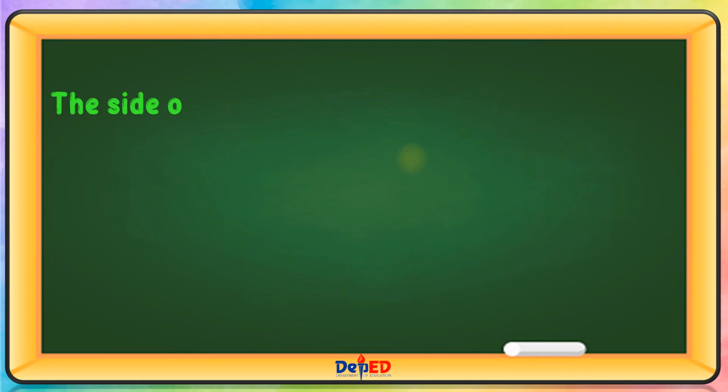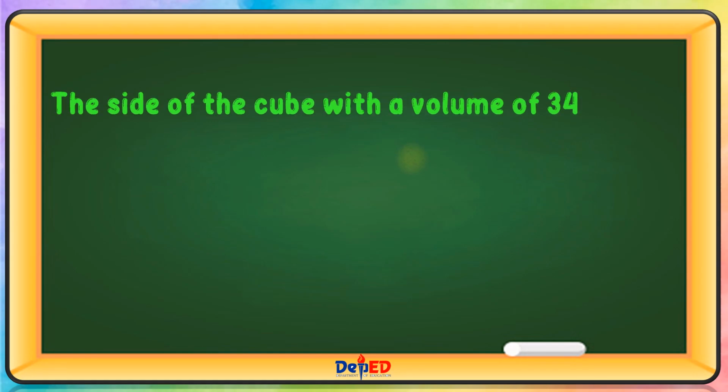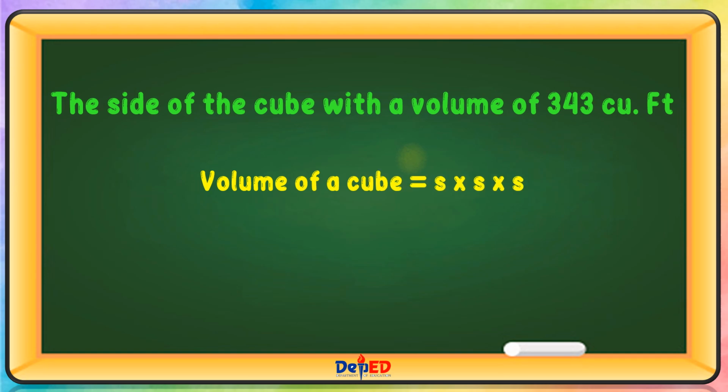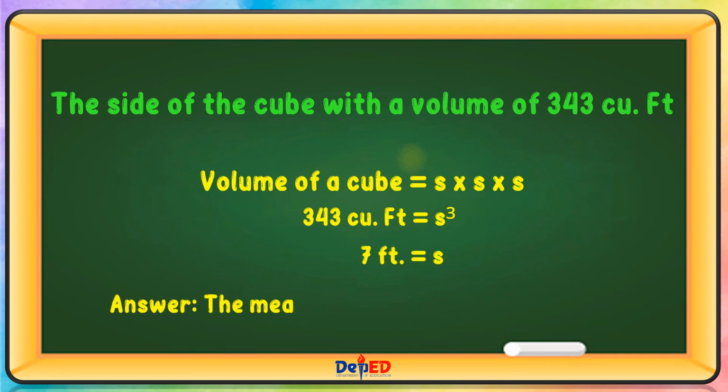The side of the cube with a volume of 343 cubic feet. Volume of a cube is equal to side times side times side. 343 cubic feet is equal to side cubed. 7 feet is equal to side. Answer: the measure of a side of a cube is 7 feet.